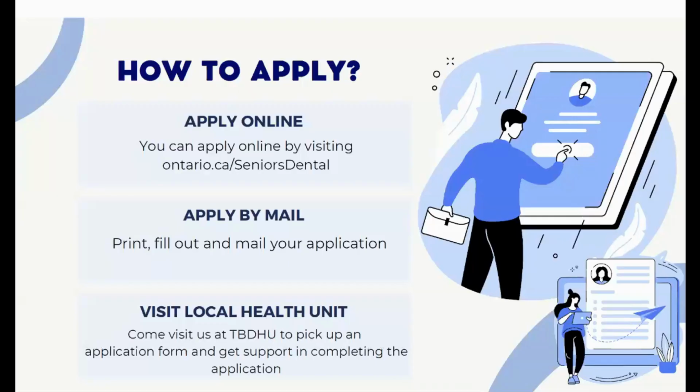If you think you are eligible or someone you know is eligible, this is how you go about applying. There's a couple different options. You can apply directly online by going to the Ontario website. You can apply by mail, by printing the application form, filling it out, and mailing your application. Or if you are within the Thunder Bay District area, feel free to come visit us here and you can pick up an application and we will support you in completing the application, filling it out, and mailing it.